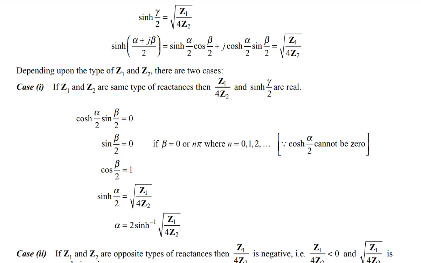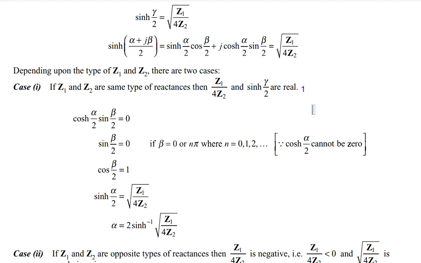So if Z1 bar and Z2 bar are same type of reactances, that means if both are of capacitive or both are of inductive, then Z1 by 4 Z2 and sinh(gamma/2) are going to be real. Yes, because j and j will be cancelled if they are inductor. Similarly, if it is a capacitor, minus j and minus j will be cancelled out. Then there won't be any imaginary component and you will get only real. That means the sinh(gamma/2) is going to be real. Okay, this is one case.